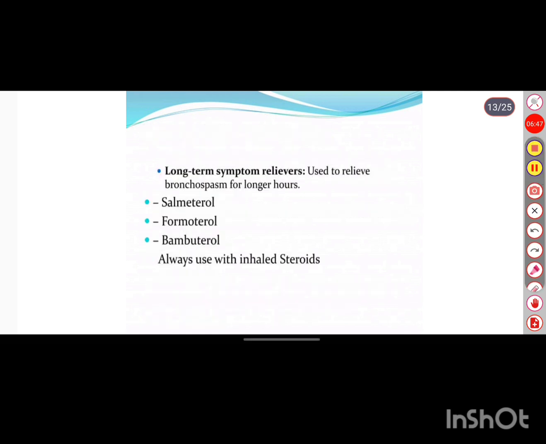And there are also certain drugs which need to be taken as long term symptom relievers. Usually the categories of these are salmeterol, formoterol, and bambuterol. So always, all of this comes under the inhaled steroids.